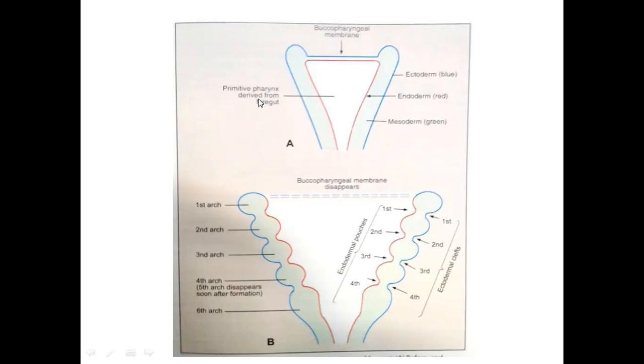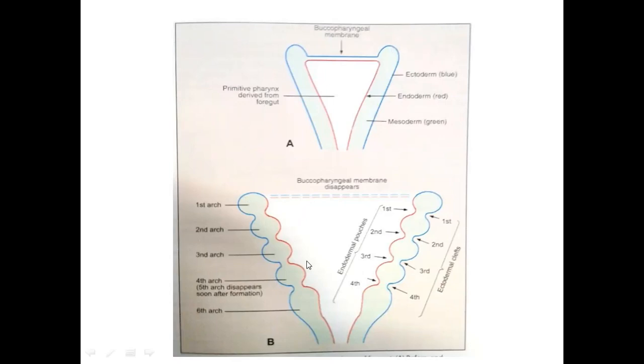This primitive pharynx is derived from the foregut. So this is the future site of the development of the pharynx, which we call the primitive pharynx. And here, the pharynx is the foremost part of the foregut. And we know that the foregut is derived from the absorbed secondary yolk sac.